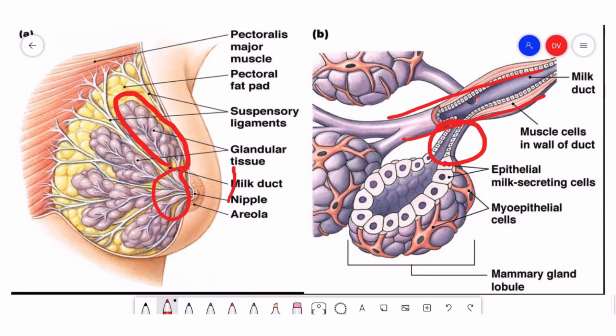Ampulla is nothing but the lactiferous sinus, which holds or stores the milk, and you can see the nipple and the pigmented region is known as the areola. Alright guys, apart from this, what all things do you have to know? You have something called the suspensory ligaments, which are supportive ligaments that hold the lobes in place. They are nothing but connective tissue.